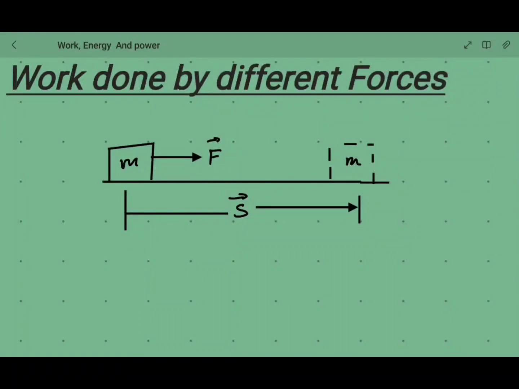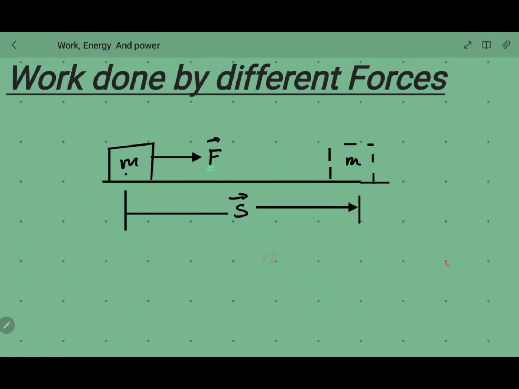In this video we are going to talk about the work done by different forces. Consider a mass M on a rough surface, pulled by a force F in the direction of the positive x-axis. The dashed line represents the final position of the mass, and it travels through a displacement of S. We know the surface is rough and horizontal.